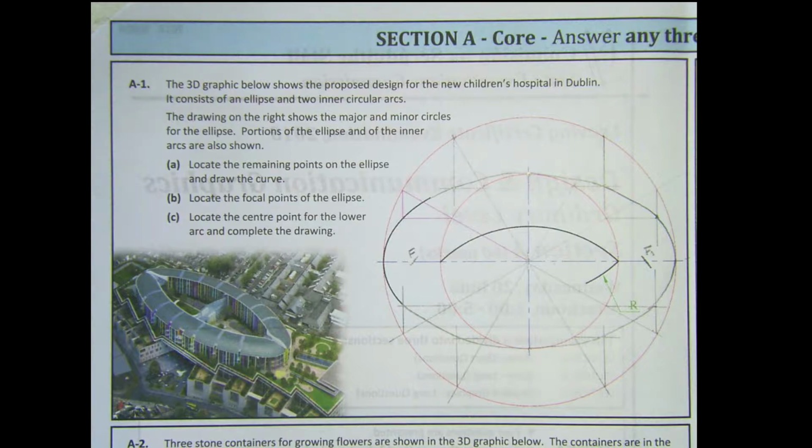Part C of this question is to locate the center point of the lower arc and complete the drawing. So we've got an arc, this one up here, this is going to be another one down along here.